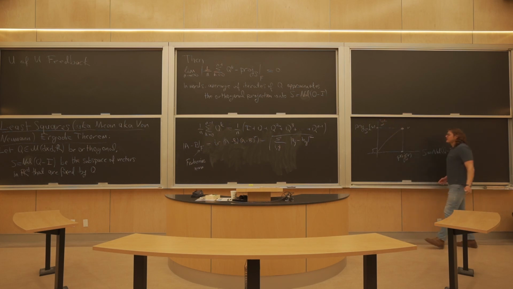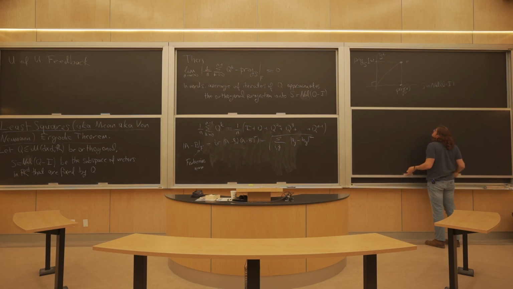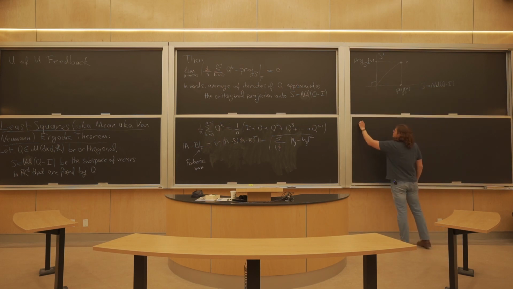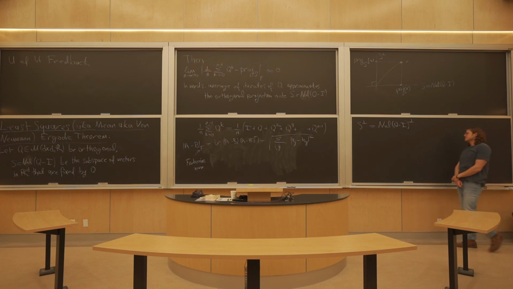Let's identify this S perp, because I do need to use this property of Q being orthogonal. So S perp is the null space of Q minus I, perp. Then by the fundamental theorem, this is the column space of Q minus I transpose. But transpose is a linear thing, so I can distribute everything. And so this becomes this.